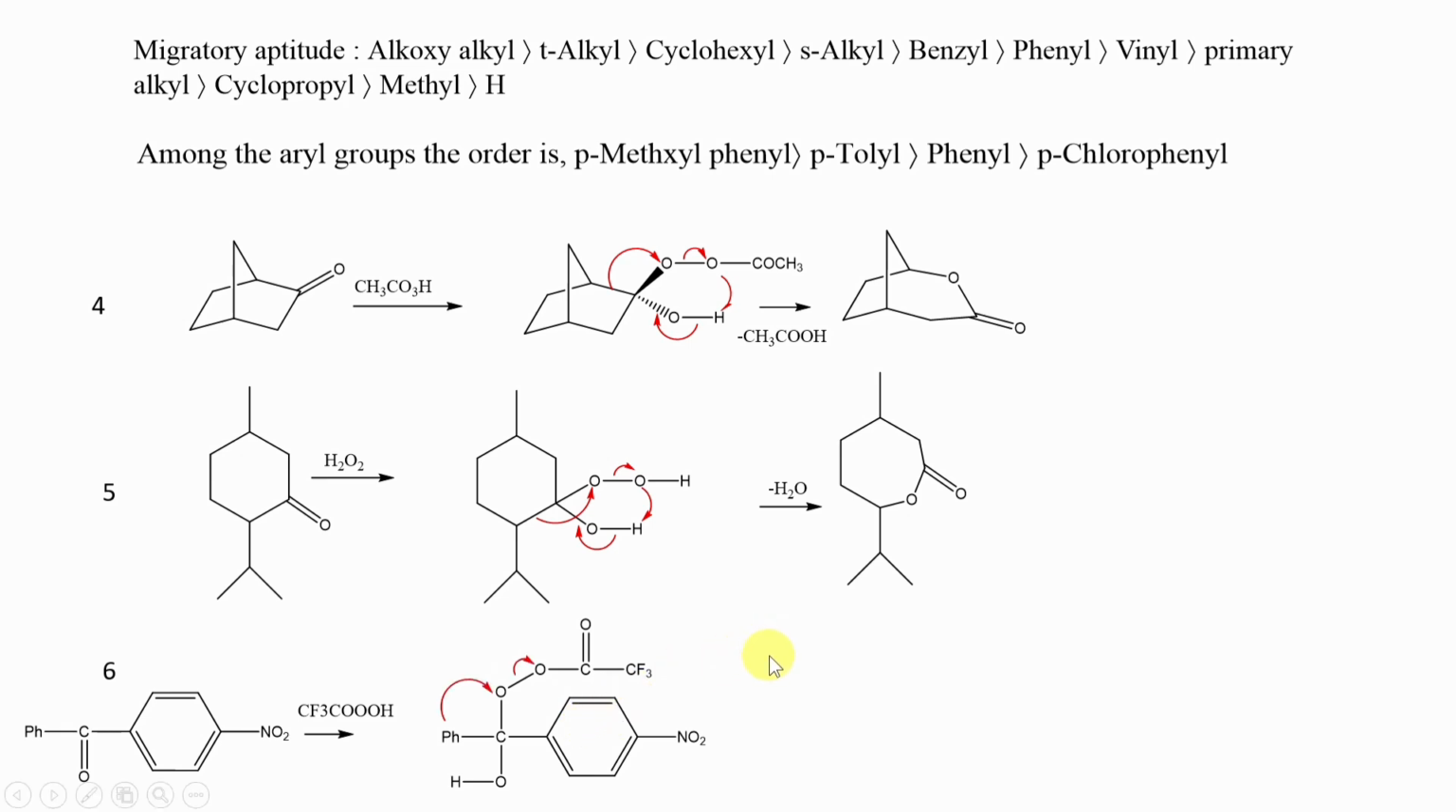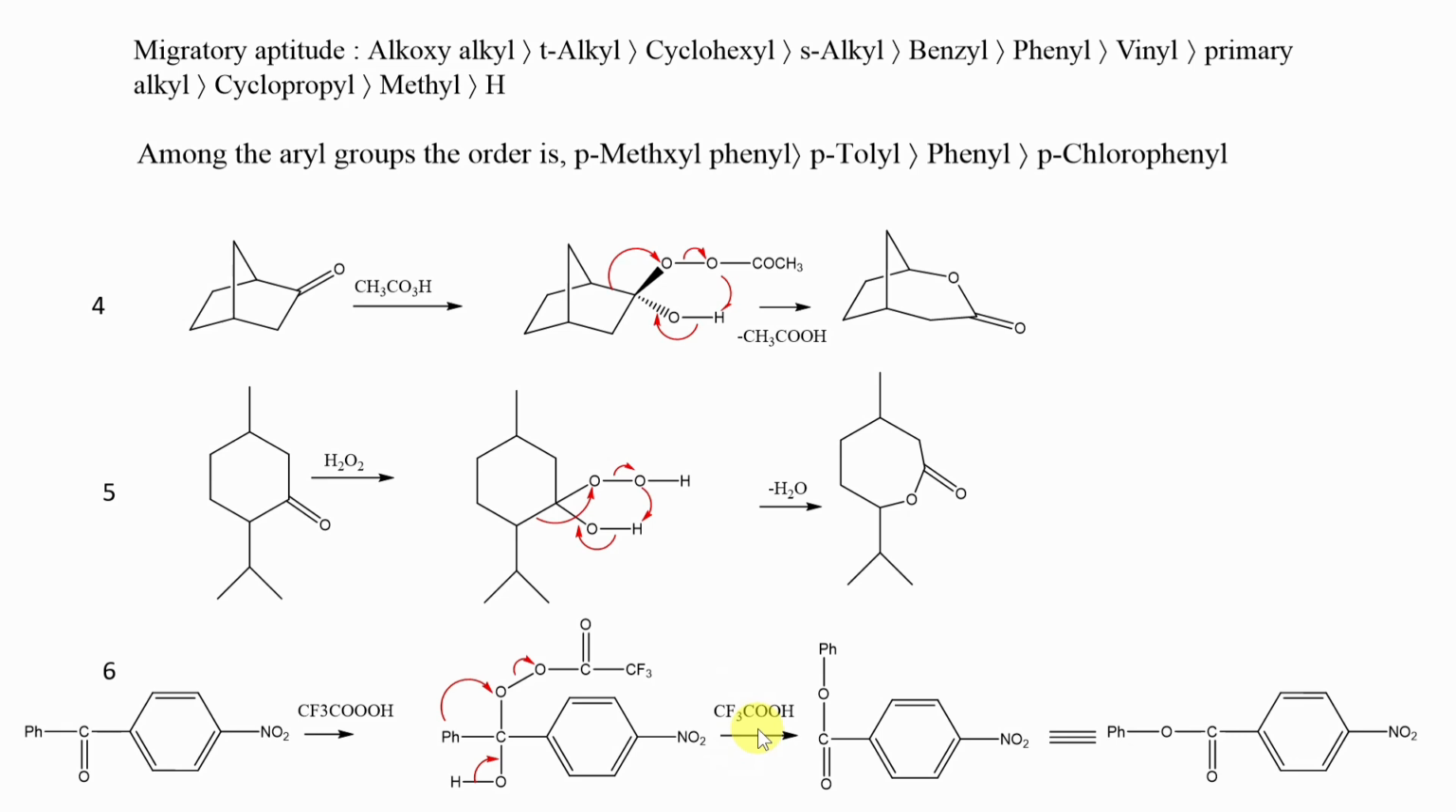Then, as in the previous case, electron shift takes place, thereby producing the product with the elimination of trifluoroacetic acid. It is the product. This can be represented like this. Okay, this is the product of this Baeyer-Villiger rearrangement reaction.